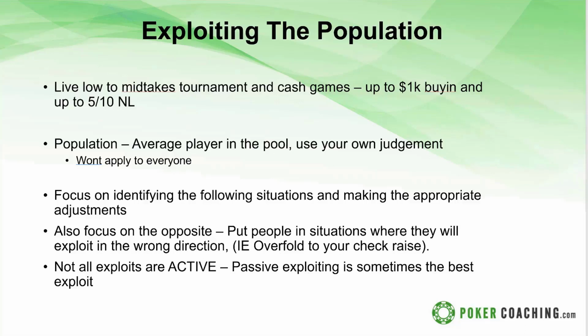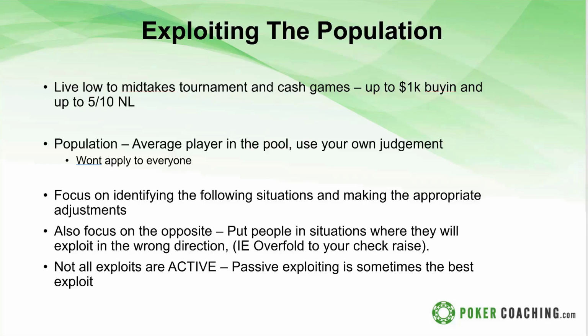Also, this is what I was referring to earlier: focusing on the opposite. Put people in situations where they will exploit in the wrong directions. For example, today we're going to talk about how people don't check-raise enough. When the population is used to not being check-raised, they're going to overfold to check-raises. So our adjustment, and most people's natural adjustment, is to check-raise more and create more folding. By check-raising more, they overfold to our check-raise, and we generate a lot more EV in those situations.